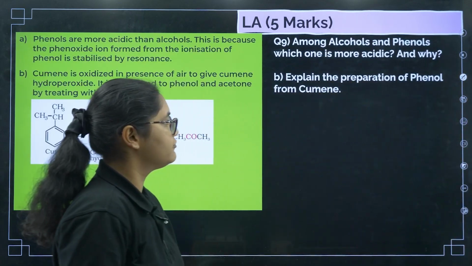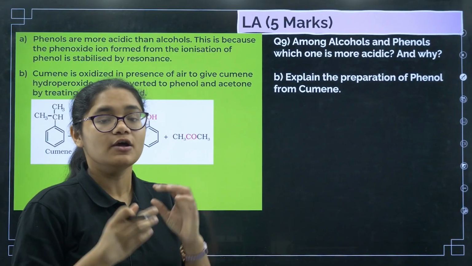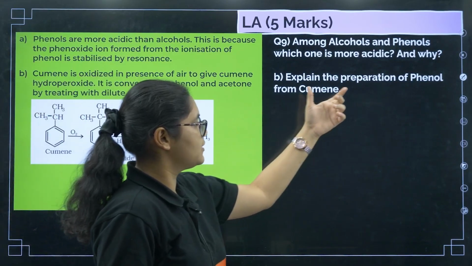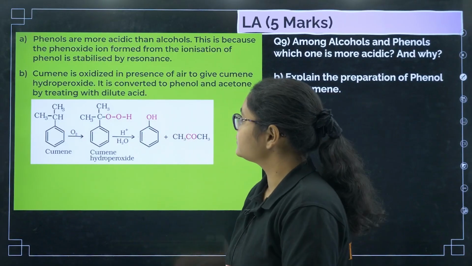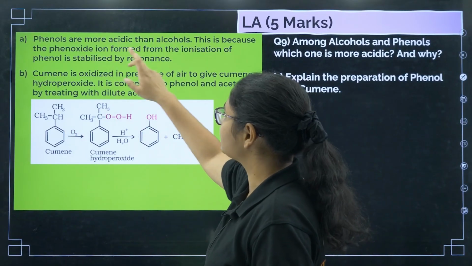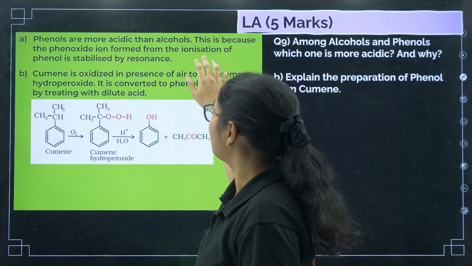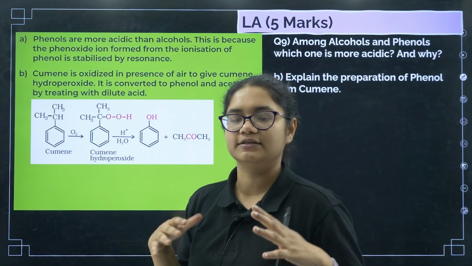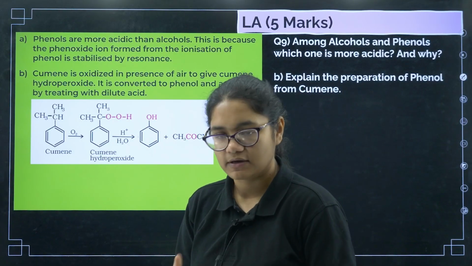Next, question number 9 here. Among alcohols and phenols, which is more acidic and why? Phenols are more acidic because their conjugate base is more stable due to resonance. Explain the preparation of phenol from cumene. Yes, this is a very important question. So first of all, phenols are more acidic. This is because the phenoxide ion which is formed from the ionization of phenol is stabilized by resonance. Okay, in alcohols there is no such stability, but in phenoxide ion there is stability due to resonance.